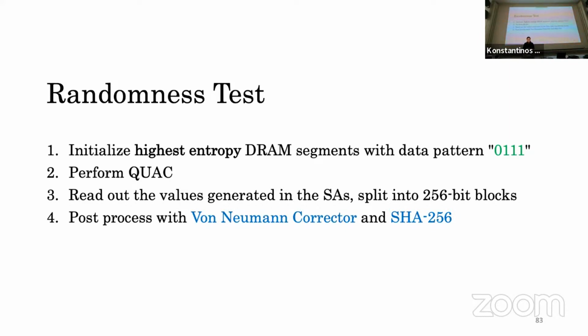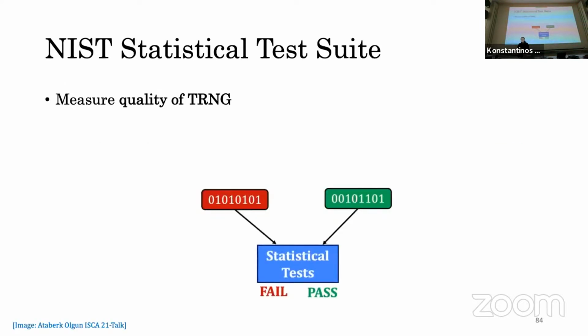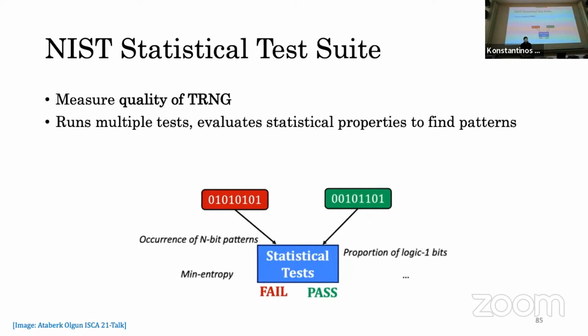Those blocks are then post-processed with the von Neumann corrector and the SHA-256 cryptographic hash function. Now here it's important to note that it's not both at the same time. It's either the von Neumann corrector or the SHA-256 function. Then the results of that are fed into the NIST statistical test suite. This basically measures the quality of a true random number generator. It runs multiple statistical tests on the bit sequence, which is the input, to try and figure out if it has any statistical properties. An input sequence can either pass or fail such a test.